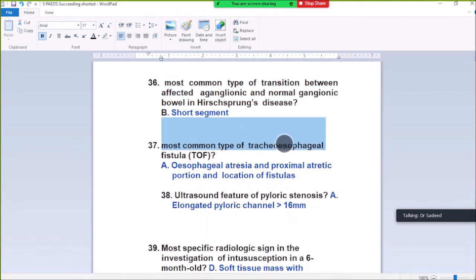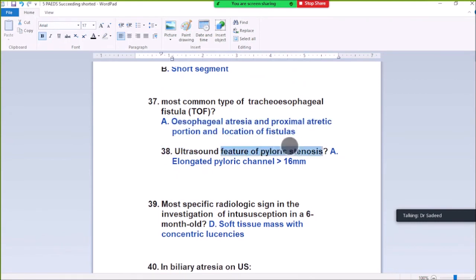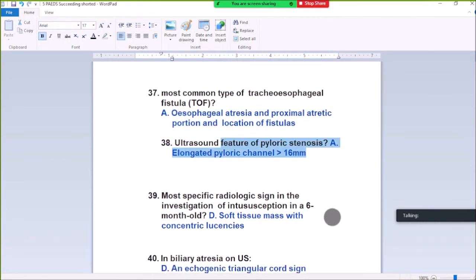37. The most common type of tracheoesophageal fistula is esophageal atresia with the proximal atretic portion and the fistula located distally. Esophageal atresia with proximal atretic portion and location of fistula. 38. The ultrasound feature of pyloric stenosis is an elongated pyloric channel greater than 16 mm.